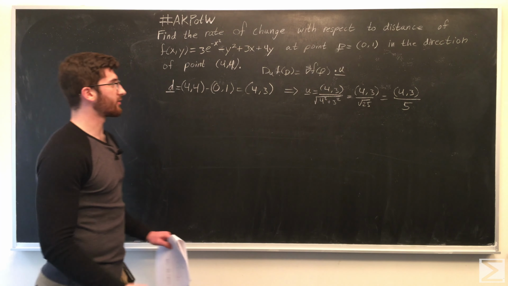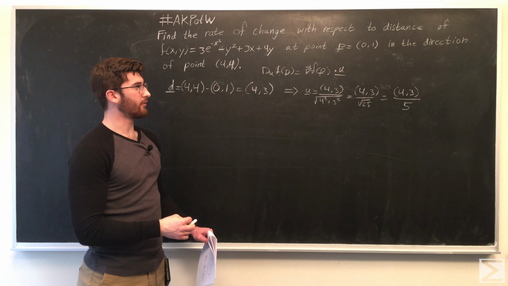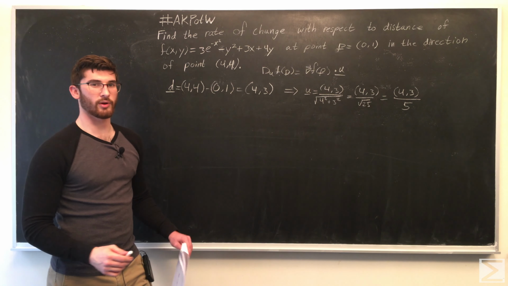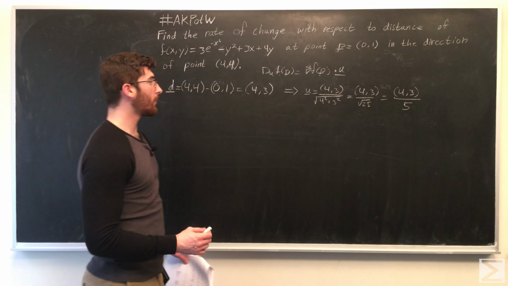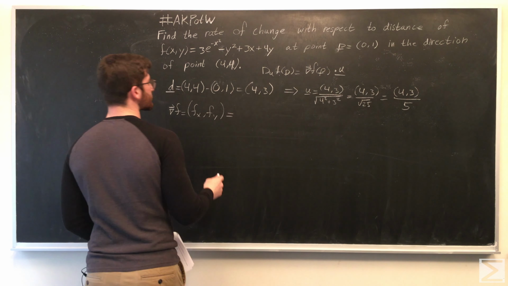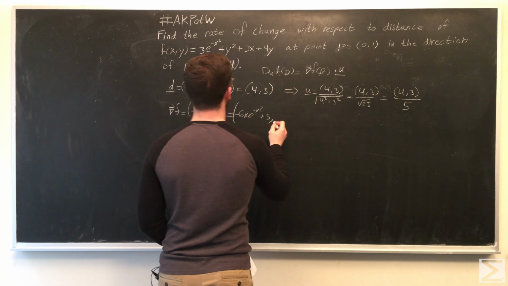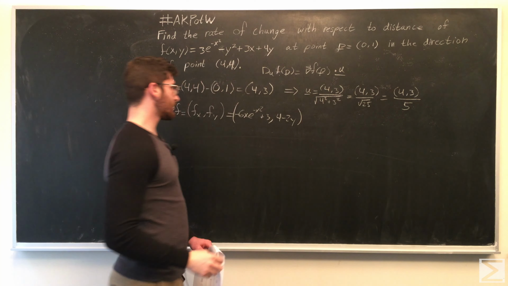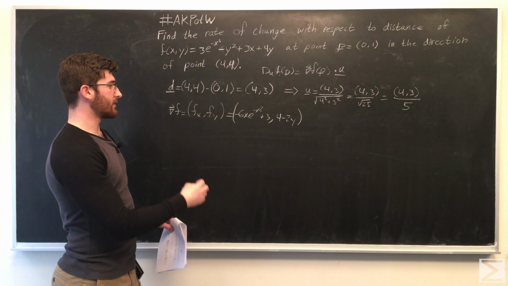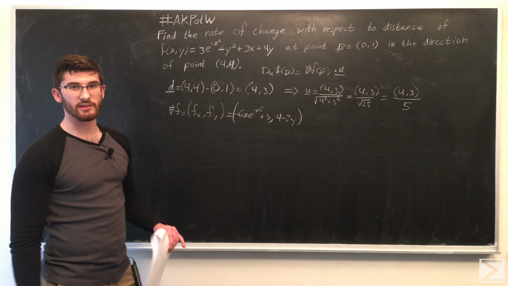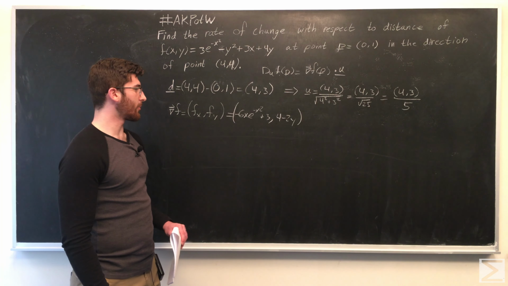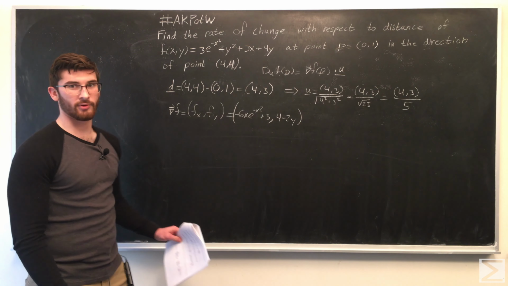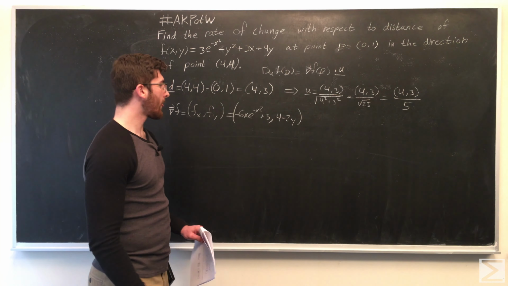So now we just have to take the gradient vector of the function f and then plug in point P equal to (0, 1). So the gradient vector we get is negative 6x times e to the negative x squared plus 3, and then the y component is 4 minus 2y.